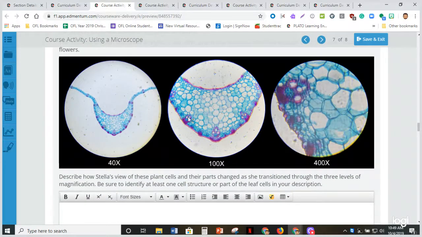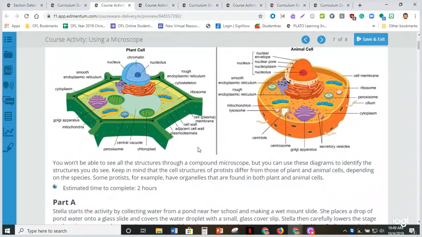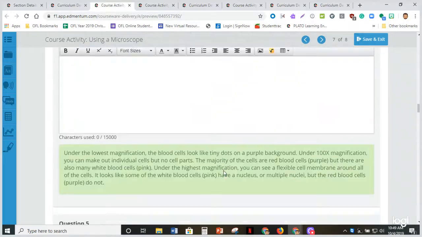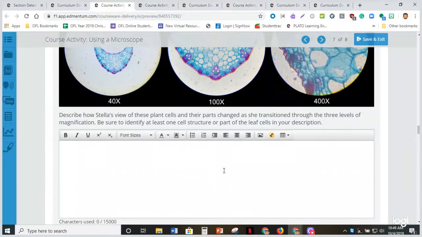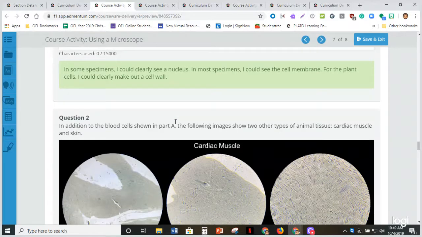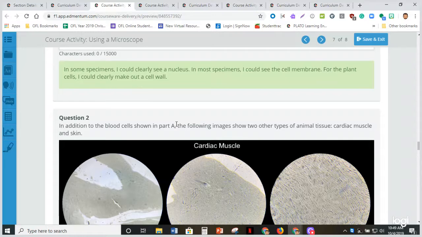And then again, since she's looking at plants, I would definitely go back up to the plant cell, take a look at maybe what is on the outside of the plant cell, because you can definitely determine and see that within the magnification of the compound microscope. Based on your images, sorry, I was just rereading the same question.